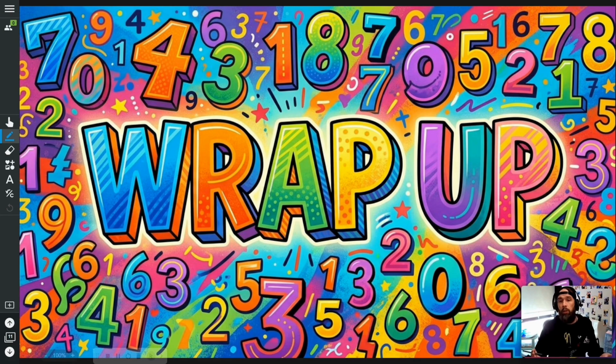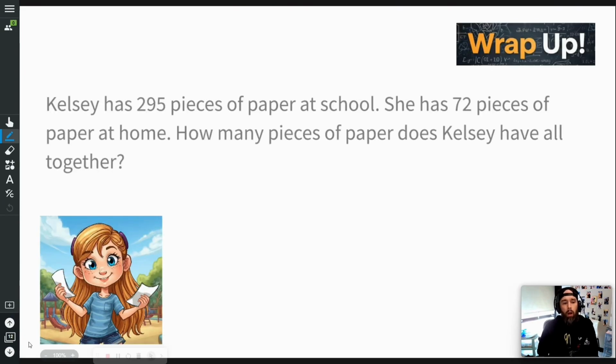I hope you understand. If you need to, rewatch it. But let's wrap this up with a short word problem. Kelsey has 295 pieces of paper at school. She has 72 pieces of paper at home. How many pieces of paper does Kelsey have altogether? So she's going to take her 295 and her 72 and combine them. That's addition. So we're going to add these two numbers up.